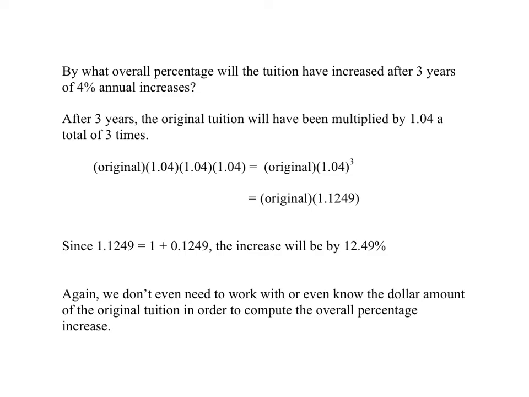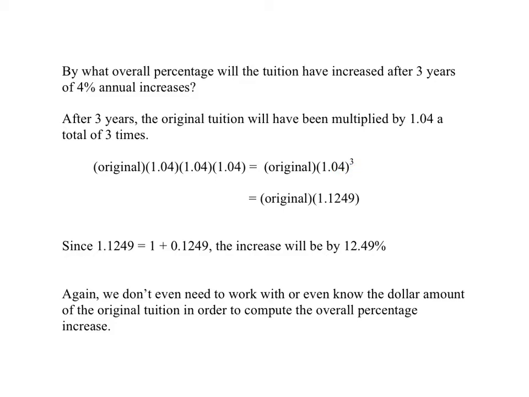By what overall percentage will the tuition have increased after 3 years of 4% annual increases? After 3 years, the original tuition will have been multiplied by this growth factor 1.04 a total of 3 times. There are 3 separate multiplications by the factor 1.04. So that's the same thing as taking the original tuition and multiplying it by 1.04 to the third power.